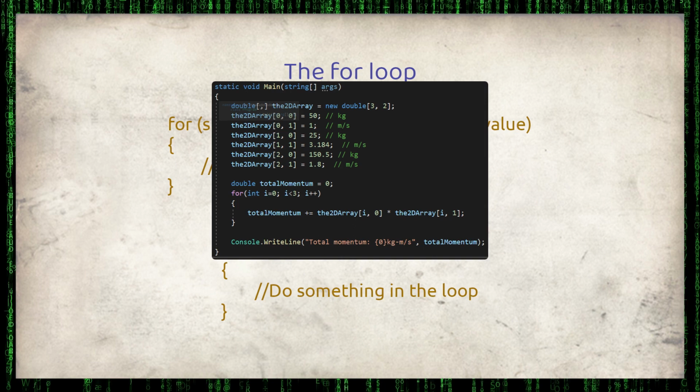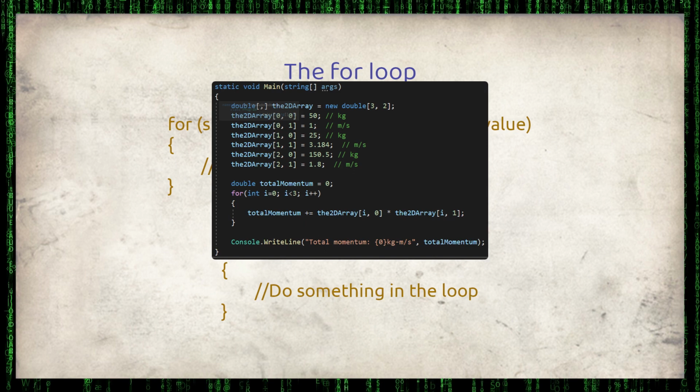I'm telling it that I want to go through every row. Remember I said there were 3 rows, so we start with for int I equals 0, so we start on the first row, and we say while I is smaller than 3, so that's 3 rows, 0, 1 and 2, and I must be incremented by 1 every time. So we're going to count 0, 1, 2. Then inside the block of the for loop you have total momentum, and then I've got a little plus equals there.